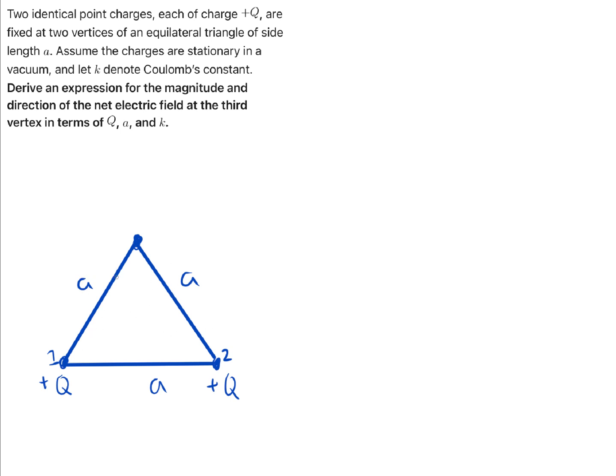Each of these lengths is the length a, and we have two identical charges at two of the vertices, and we want to find the electric field here. I've labeled each of these charges either 1 or 2. Remember that the electric field's direction is always either radially outward or inward from a point charge. It points radially outward if the point charge is positive, and inward if it's negative. So based on that, we can draw the electric field from each of these point charges at this point here. At this point, we will have an electric field going this way from point charge 1.